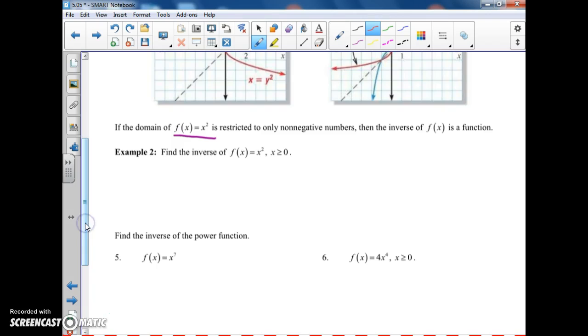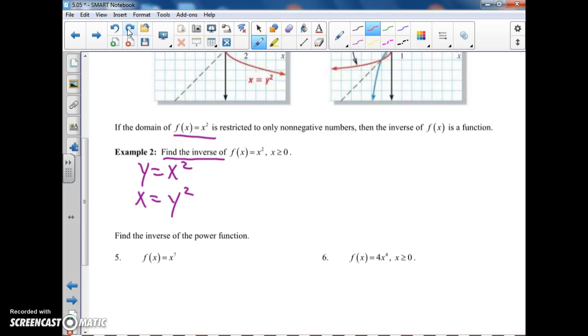All right, we want you to find the inverse of f of x equals x squared. So step number 1, we're going to write down y equals x squared. Now what are you going to do with the x's and the y's? Trade places, just like you did first semester. So here's x equals y squared.